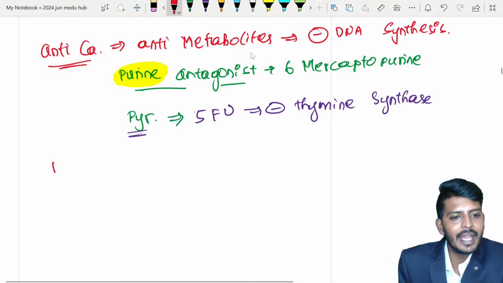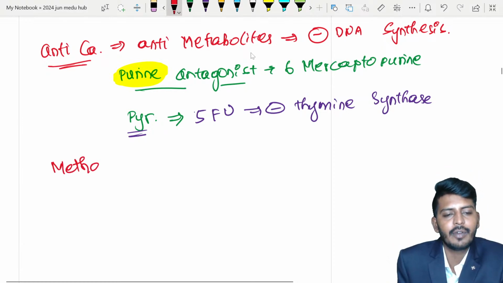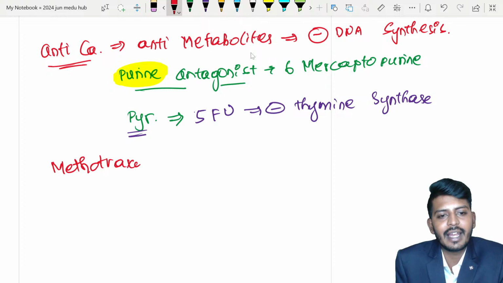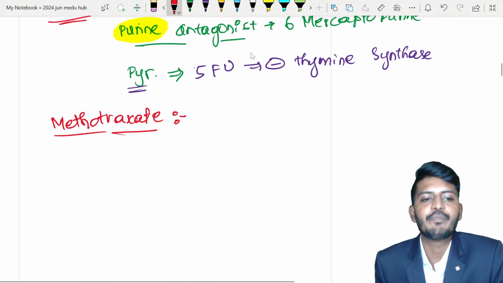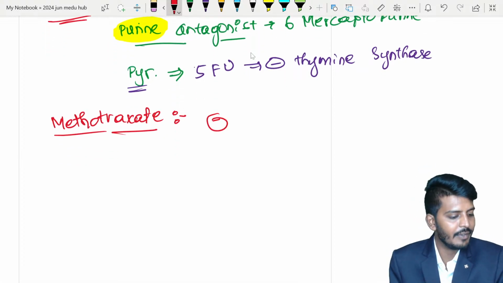Now let's see MTX, methotrexate, which is a very favorite drug, methotrexate. So methotrexate is such a type of drug. It will inhibit.